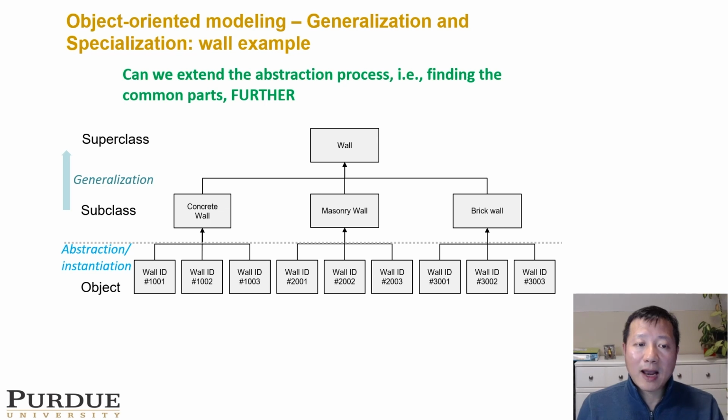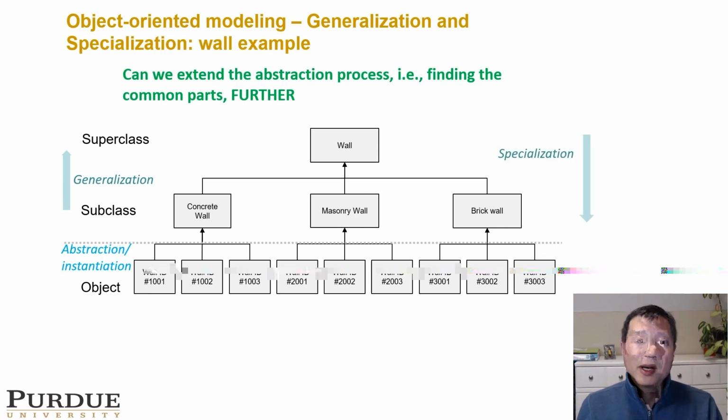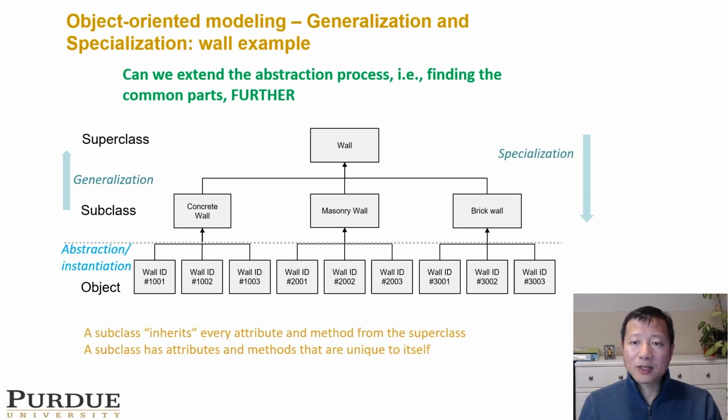So this process is generalization. The base classes, we call them subclasses, and the parent class, we call it the superclass. Now, similarly, we can navigate the other way around. You can navigate from your superclass to your subclass, and this is called a specialization. When we look at generalization and specialization, what we are saying here is that a subclass inherits every attribute and method from the superclass.